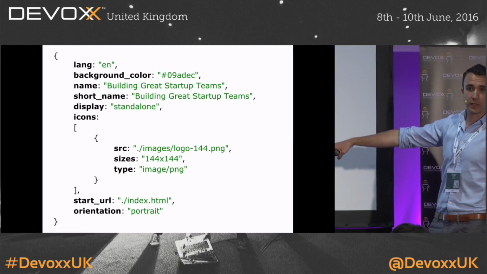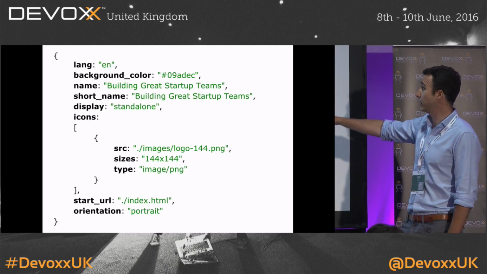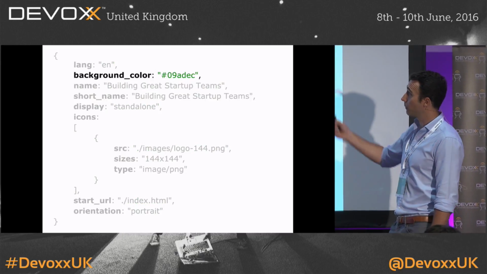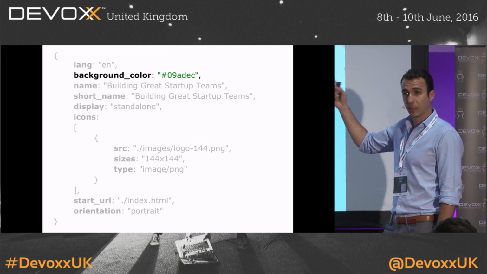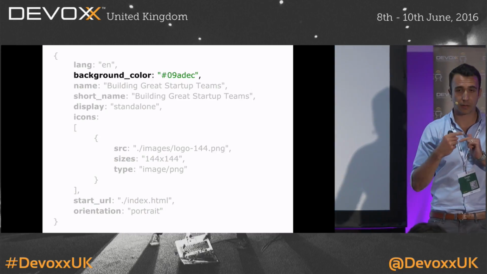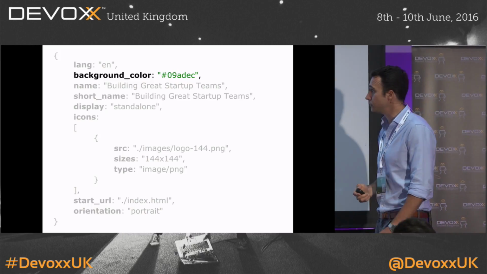Ignore a lot of this on here. It kind of seems like a lot's being thrown at you at the moment, but I just wanted to show you exactly what it's all about. So, at the top, you can see background color. Now, that background color is important, because as we start to look at the functionality to add to home screen, you'll see where this background color comes into play.